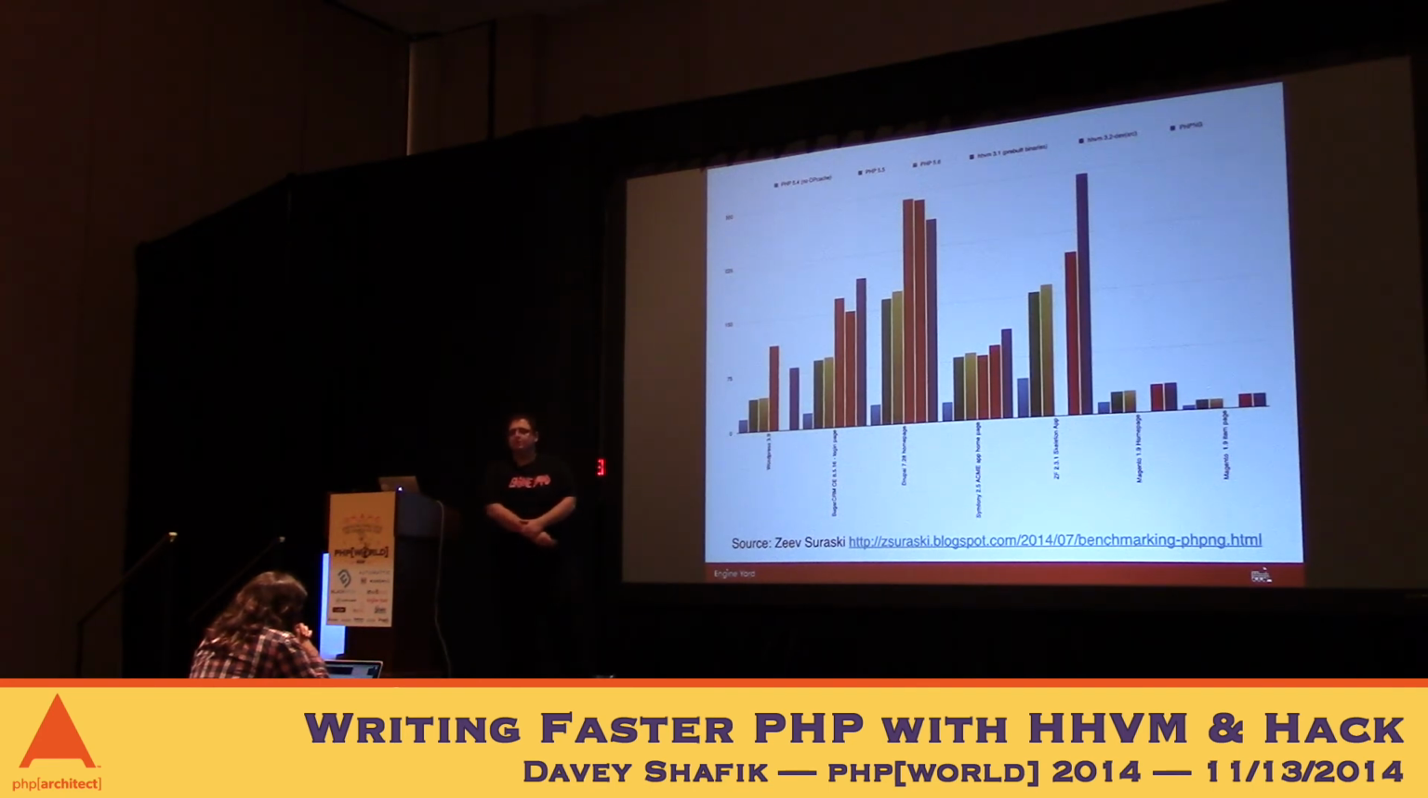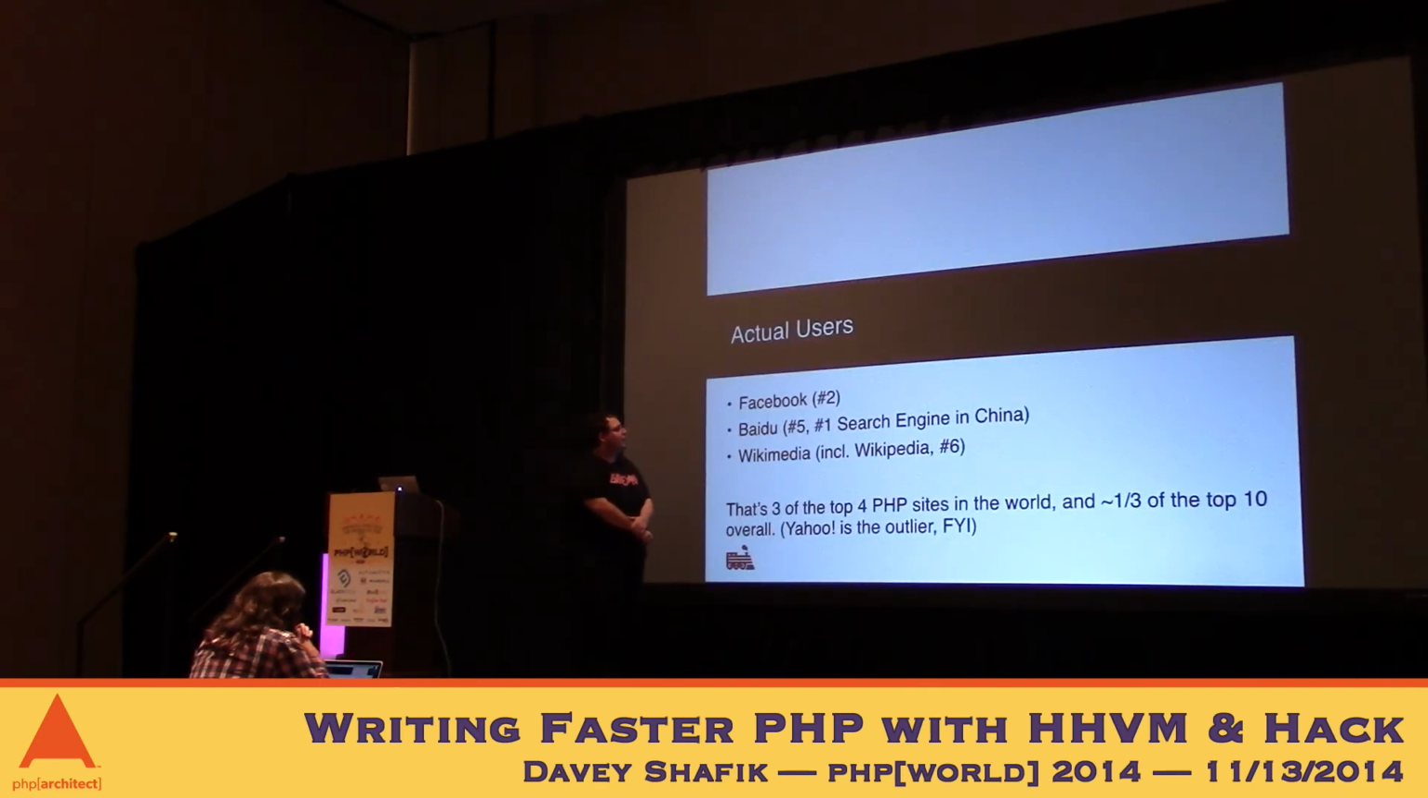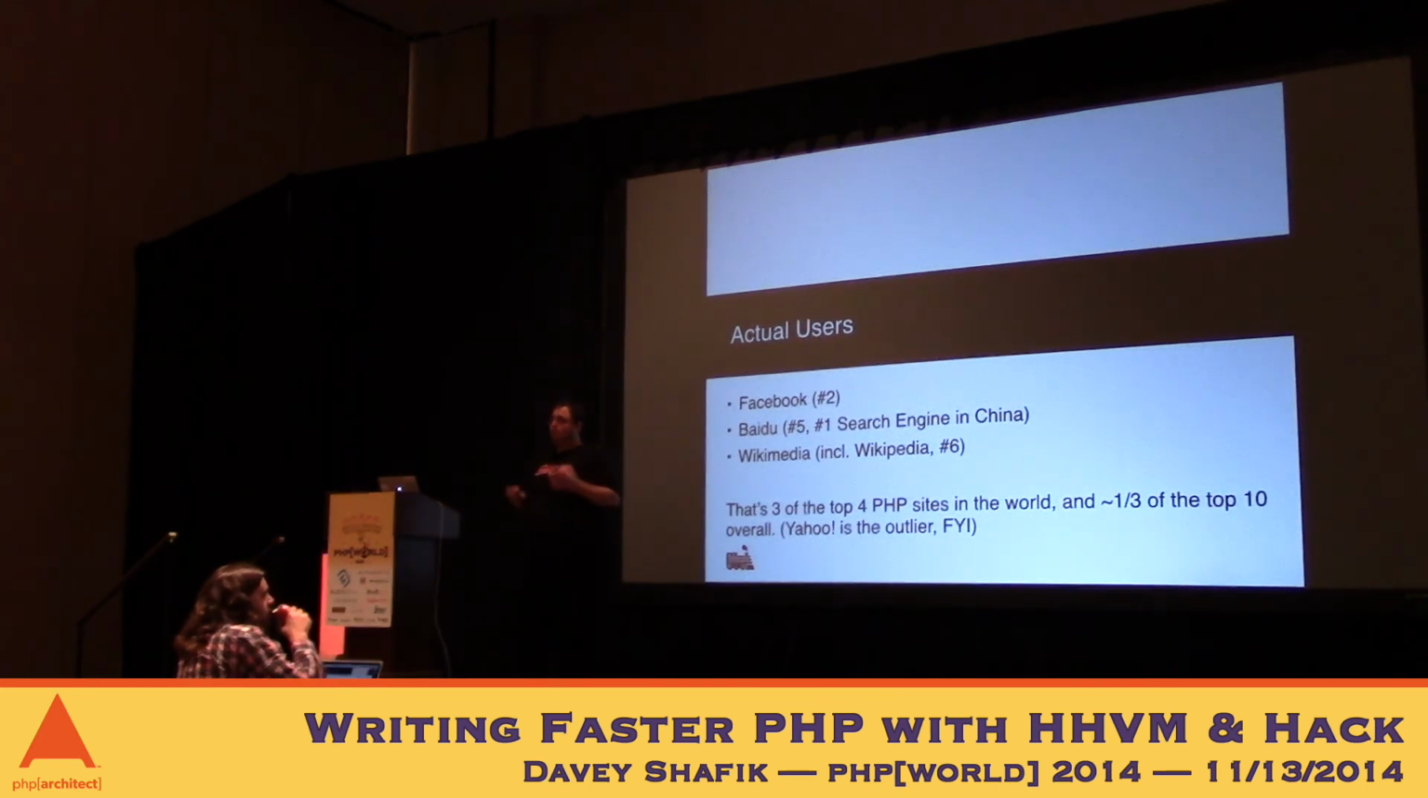So who's using HHVM? Facebook, obviously, the number 2 website in the world. Baidu, which is number 5 in the world and the number 1 search engine in China. Wikimedia, which also includes Wikipedia, just recently completed their transition to HHVM. And that basically means, as it says right here, and I know I said I hated subtitles, that 3 of the 4 top sites in the top 10 are now running HHVM, right? So if you're running high scale, HHVM is something you absolutely should be looking at. And Yahoo is the one of the 4 that isn't.